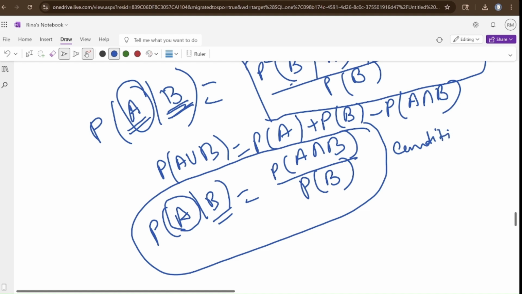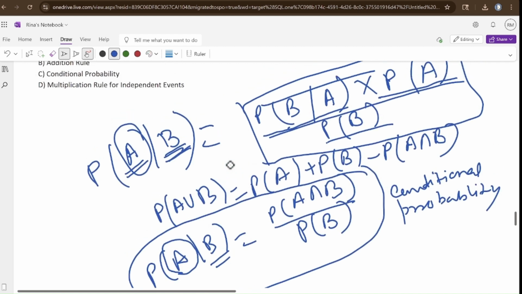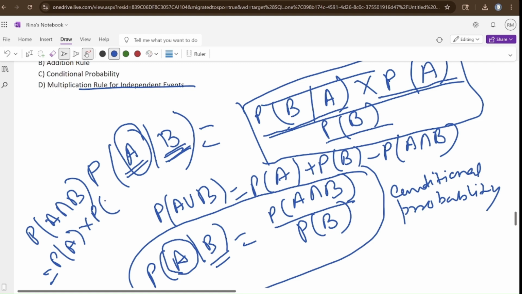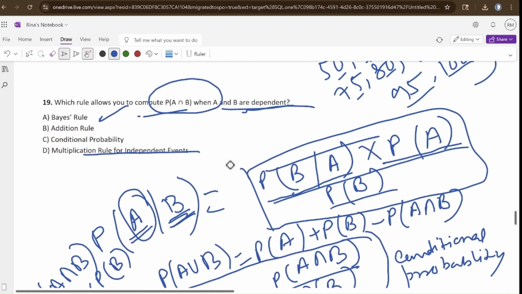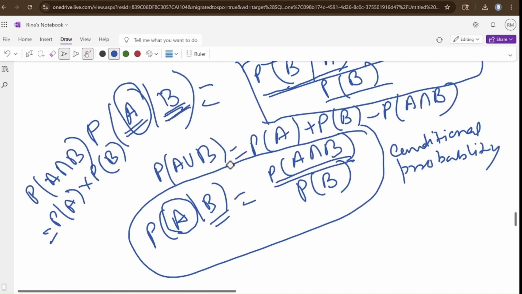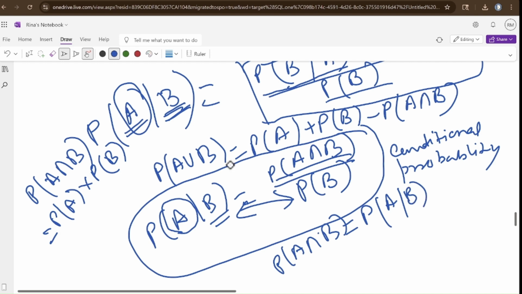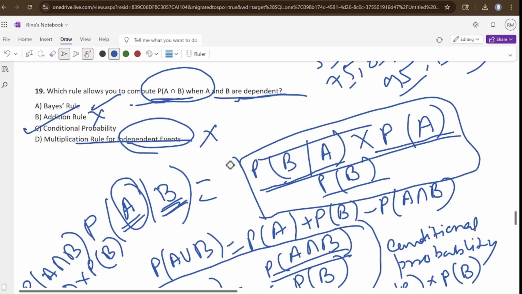So Bayes' theorem is based on this conditional probability. Right? Now the last one. Multiplication rule for independent events. That means P(A intersection B) equals P(A) into P(B). They are independent. So what is the solution? This is independent event, so this is not a question. Addition rule, that is also not. So to compute A intersection B, see this one. P(A intersection B) equals multiplication of them, P(A given B) into P(B). Right? So the answer is conditional probability.